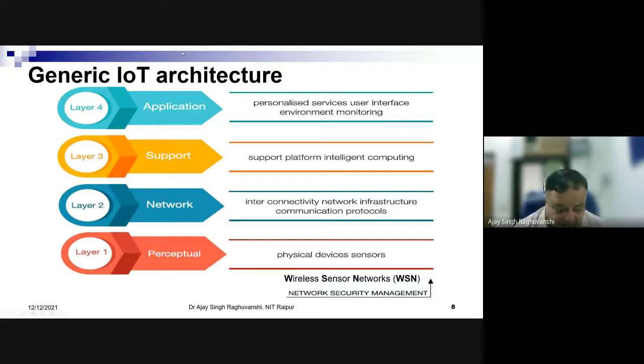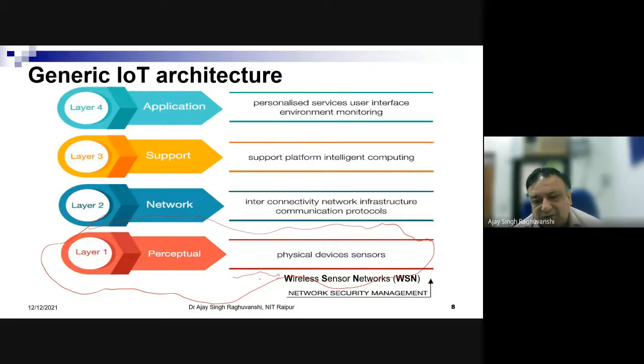When I say layer one, as a communication person, we are concerned with this layer, the layer one of perception, because this is the layer which collects the data. To collect data, we use a sensor network, or simply a wireless sensor network. Then this data, using a gateway, is put onto the network. The network is part of basically the internet, where this data goes.